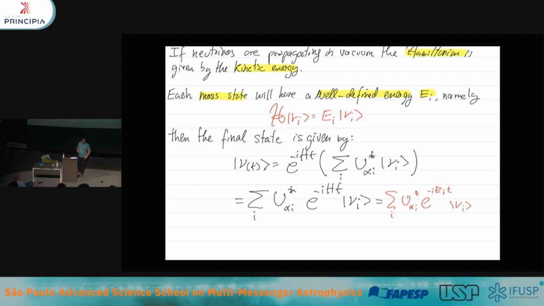So that implies that each of your neutrino states now acquires a phase, and that phase is going to be distinct because of the different energies that the mass states have. Okay.